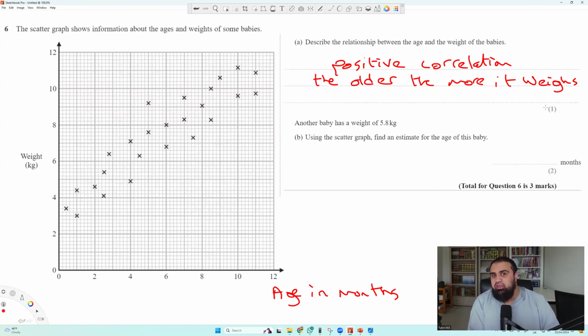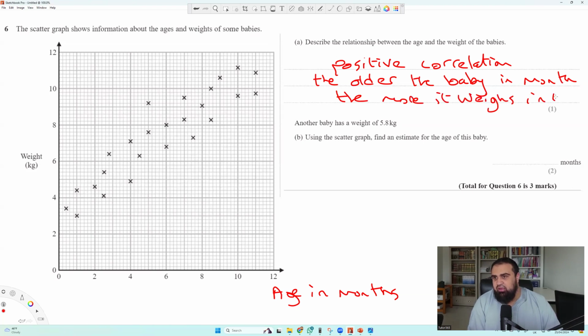And I would say, just because of my overthinking, just because I really want this mark, I would say that if you write that, but move on though. Suppose you're in an exam, don't spend time rubbing out. Move on. Okay? Because it's not worth that 1 mark. The older the baby in months, the more it weighs in kilograms. The more it weighs in kg. That's my overthinking. Okay.